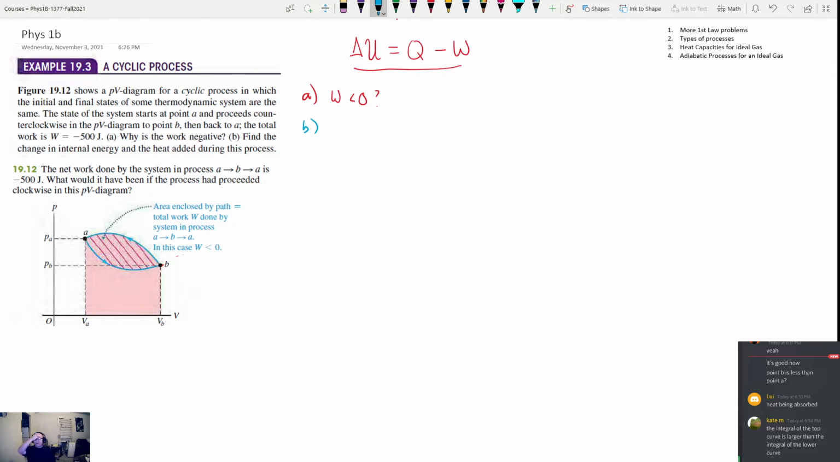Part B says to find the change in internal energy and the heat added during this process. So we want to find the change in internal energy, and we want to find the heat added. Can anyone tell me what's the change in internal energy going to be? Wouldn't it be 0? Why is it 0? Because it starts from one position and it ends back in the same position. So since it returns to the same point, the change in internal energy has to be 0. And that means that Q should be equal to the work, and we already found that the work was given to be equal to negative 500 joules, so that means that the heat added to the system is negative 500 joules, which actually means there's heat being pulled out of the system in this process. That's it. Really easy problem.